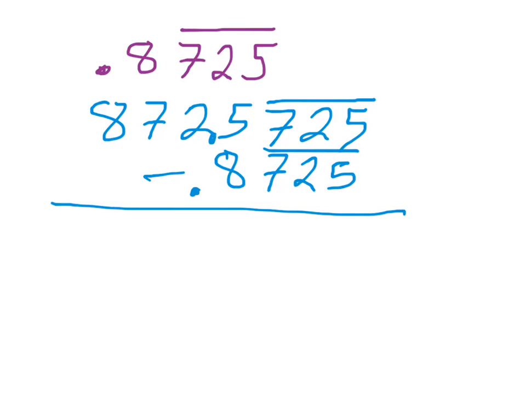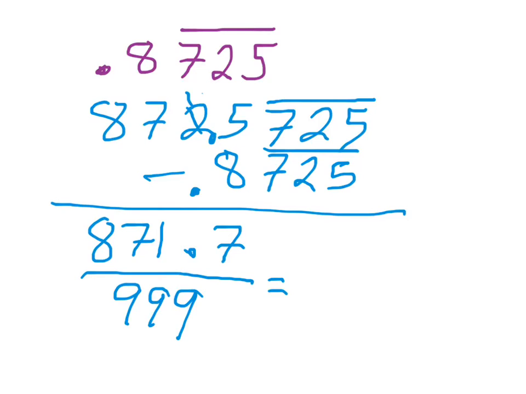So that way we get 872.5 and then the repeating part minus 0.8 and the repeating part. And then when we do that subtraction, we get 871.7, and that's over 999 because there's 3 decimals repeating, 3 places repeating. So we have 3 nines. And now that one is still not good because there's a decimal point in the numerator. So that's definitely not good.